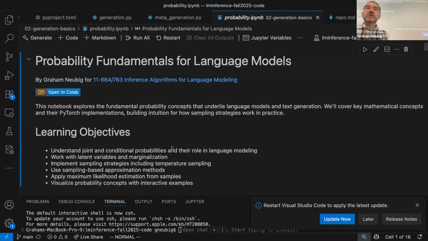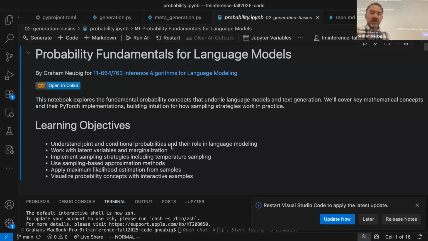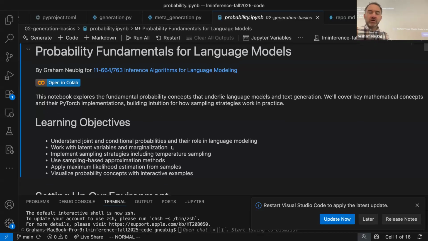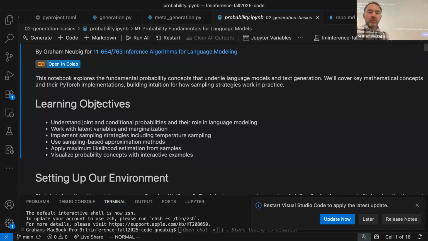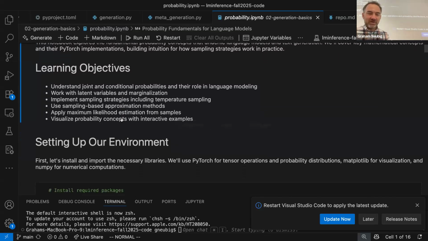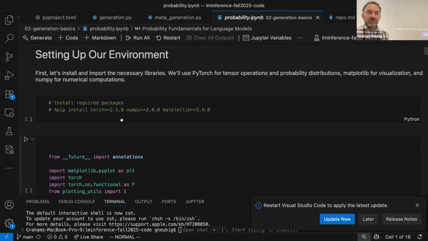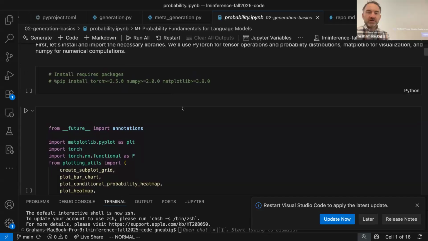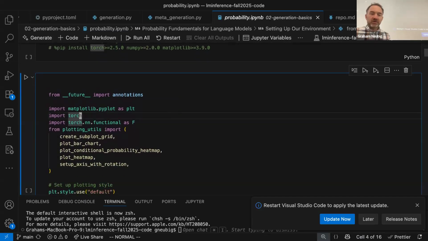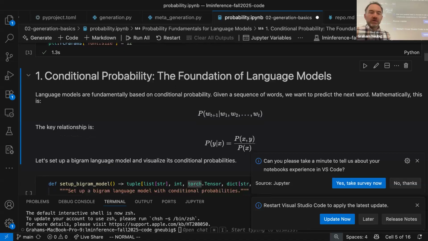So the first thing that I want to talk about is probability fundamentals. I'm going to go through some basic concepts, and I would definitely encourage you to walk along with the code. You can run it locally. If you click open in Colab, you can run it on Colab, but you'll have to copy paste in the library files, so it might not be super convenient. The first thing we do is just set up our environment with Torch and NumPy and Matplotlib and import everything. So this is not interesting.